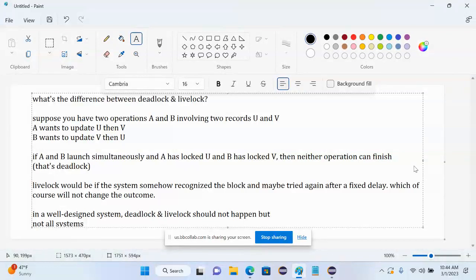Not all systems are well designed. And even when they are well designed, there are trade-offs, right? All the work that you have to do to ensure that deadlock is never going to happen is going to put some additional delays into your system, which might be a big problem if it's a large, busy system already.